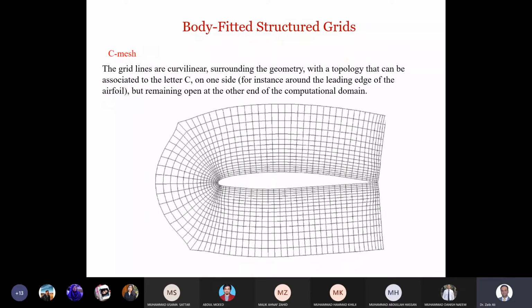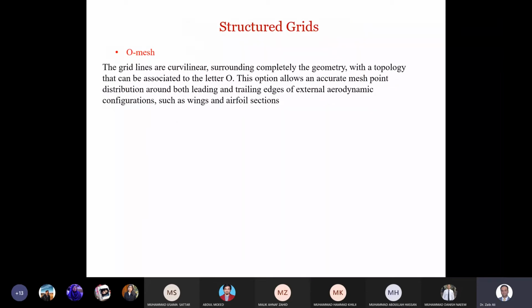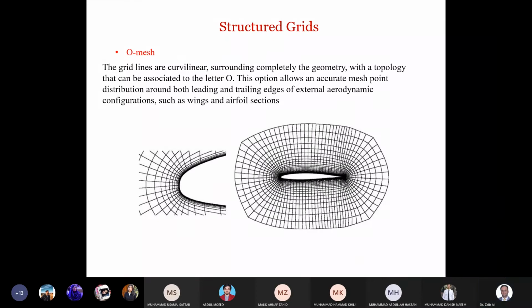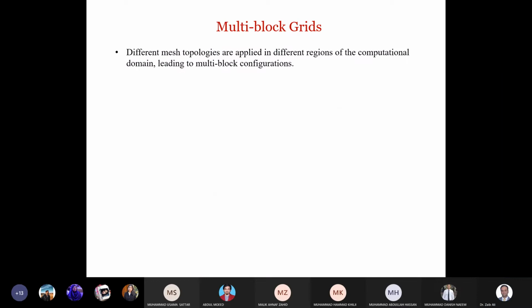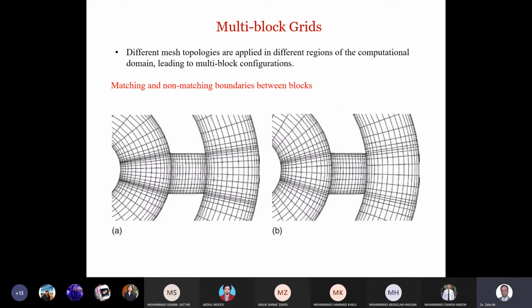These terminologies or mesh types exist for very simple geometries, and which is rare nowadays. But it started off like that. So for complicated structures and geometries, you create what we call multi-block meshes. And multi-block meshes can have matching boundaries or non-matching boundaries.